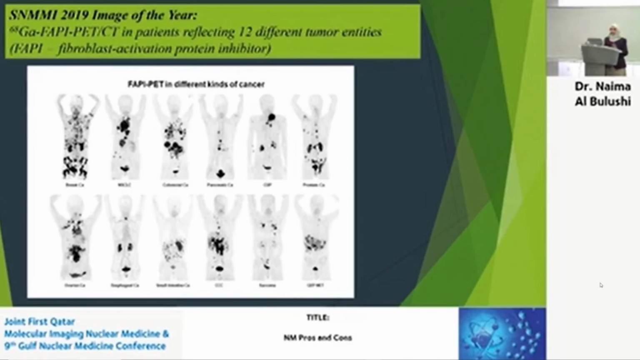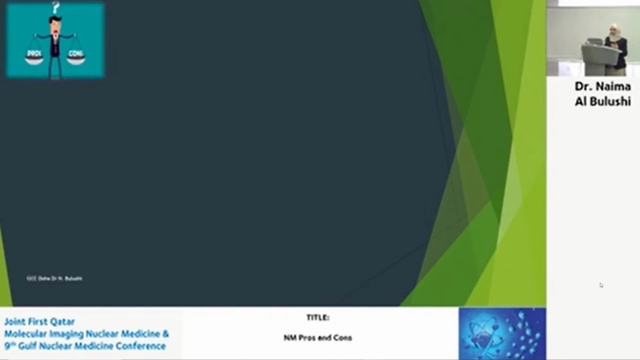Okay, this is the FAPI, and this is the image of the year in SNM in 2019, in which they have the gallium-68 FAPI, and they are showing you the distribution in 12 different cancers. So FAPI, probably it's not used, or maybe it is used, or in a trial, or somebody started using it. But when you have only technetium and iodine and maybe gallium-67, do you want to go there? When you see those images, do you really feel ambitious that, okay, I want to have more?